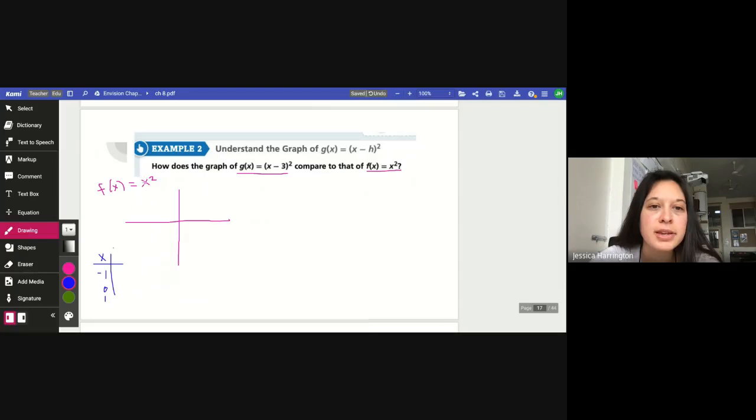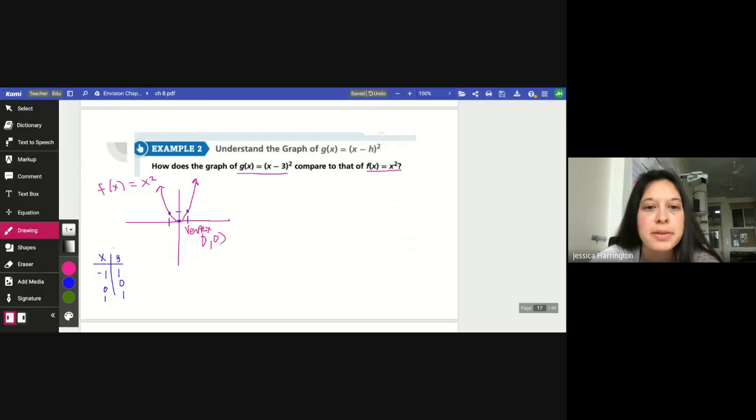If I plug in -1, -1 squared is 1. If I plug in 0, I get 0 squared is 0. If I plug in 1, I get 1 squared is 1. So you can start to notice that my parabola, here's -1, 1, here's +1, 1. My parabola is like that. So whenever you have the basic form x squared, your vertex is at 0, 0, right? Vertex is 0, 0.